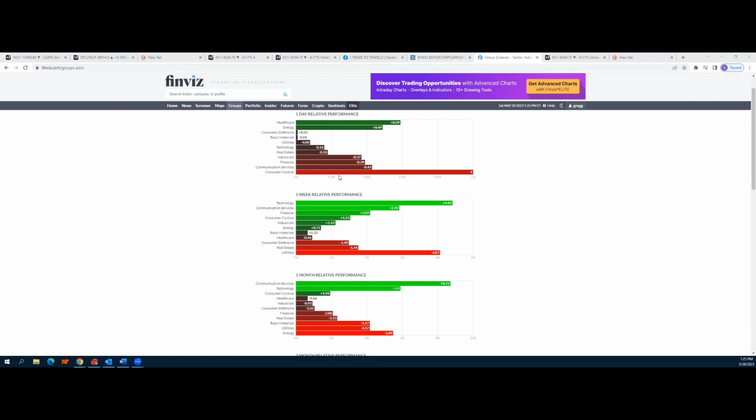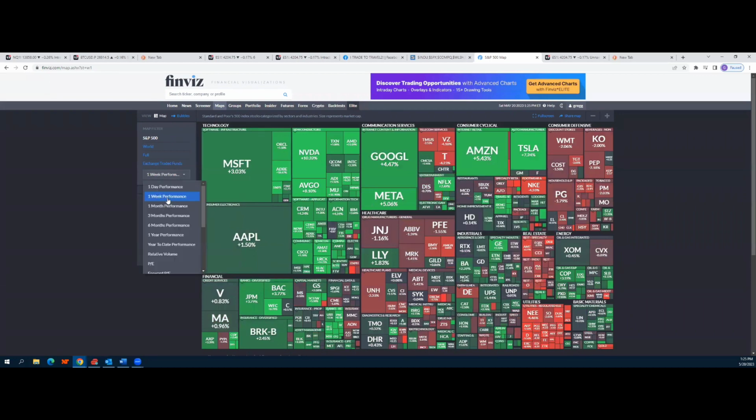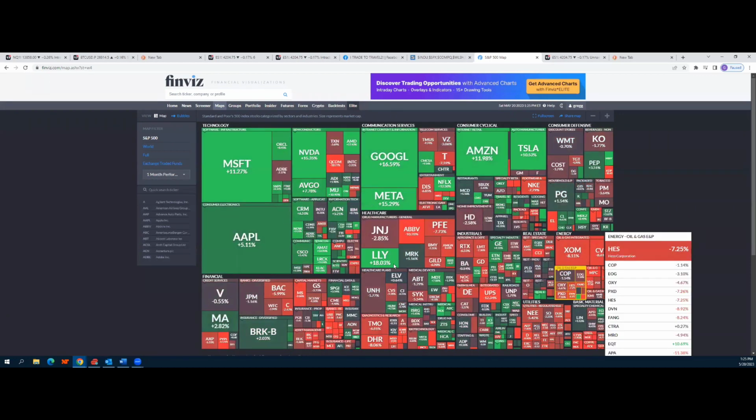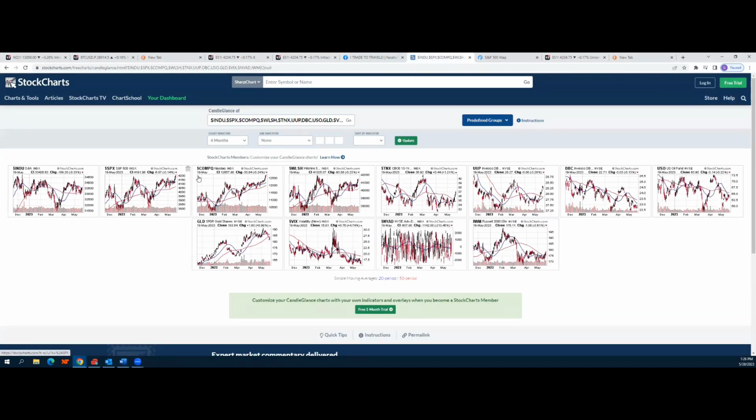Always make sure you know when news is coming out. But really what I like to look at here is the heat map: 1 day, 1 week, green, red, and 1 month we still see more red. This kind of gives us a feel. I look at sectors and the S&P as my two favorite things to look at. Or I can go to stockcharts.com, where I see the Dow, S&P, comp, Wilshire, Russell.